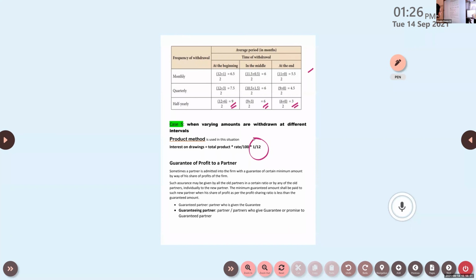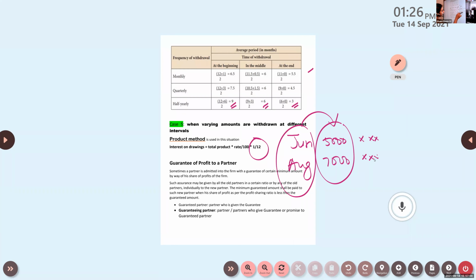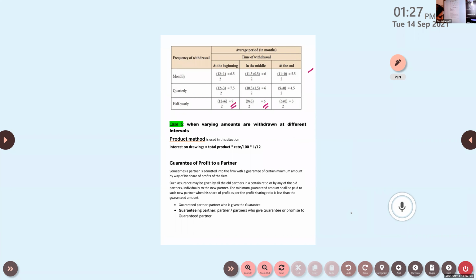This is the difference in the calculation, I mean, the formula. Sometimes it will be for June, some amount, 5,000 is withdrawn. August, something else, 7,000 is withdrawn. Likewise, based on the date and the month, we multiply these together. For how long the drawings are made, those figures are written in the next column. Then we find the total of this total. I hope you are looking at your textbook. Illustration is there. Total into rate by 100 into 1 by 12. Don't forget this 1 by 12. This is all about interest on drawings.